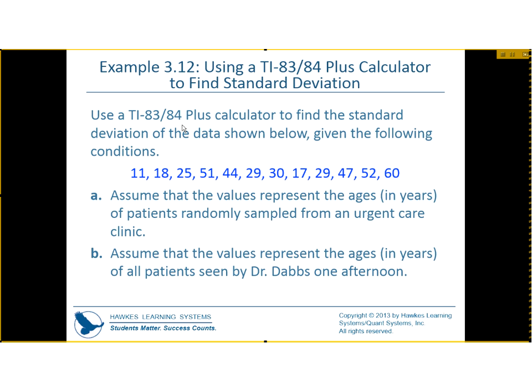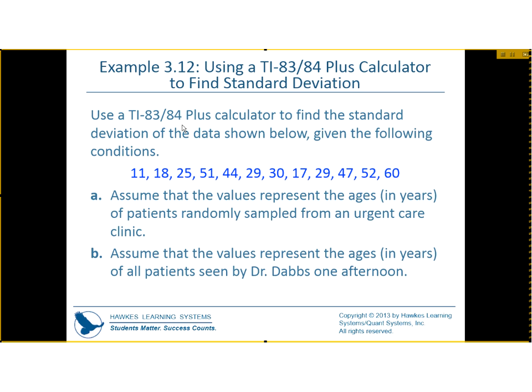It has a data value, and the first one wants you to assume that the values represent age in years of patients randomly sampled from an urgent care clinic. So what word is there? Sampled. So you're going to treat this as a sample. So you're going to put it in your calculator, and you're going to look at the Sx.